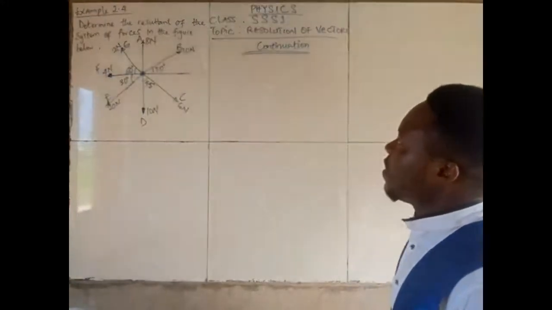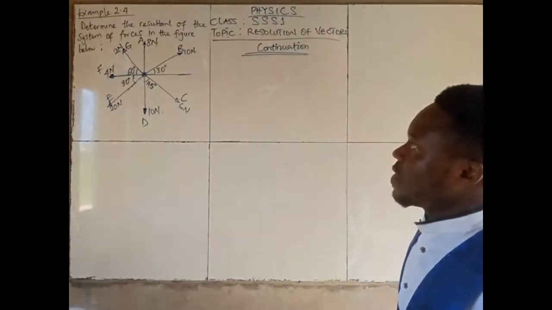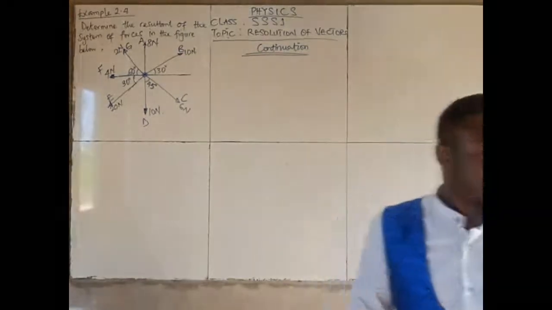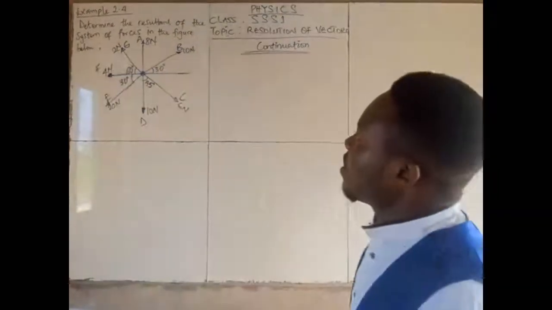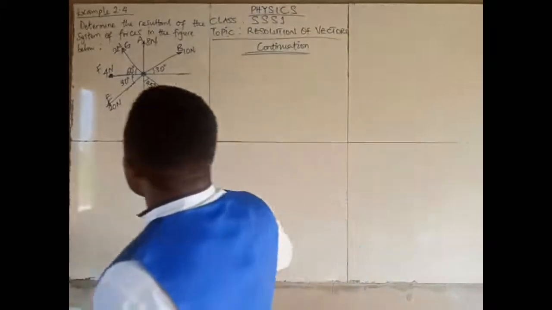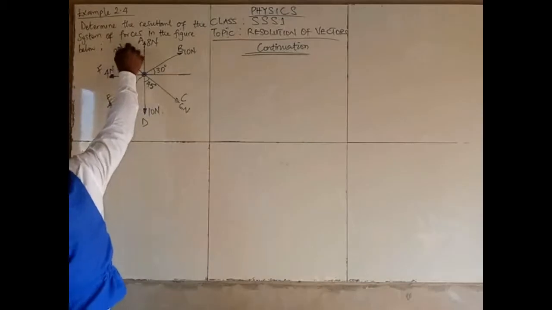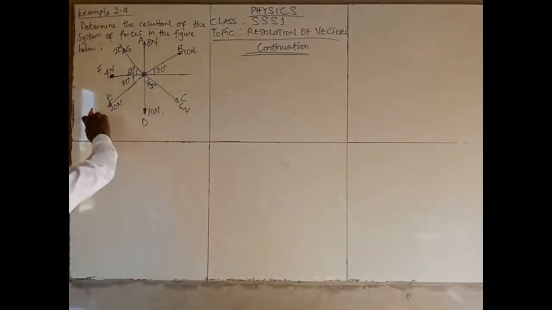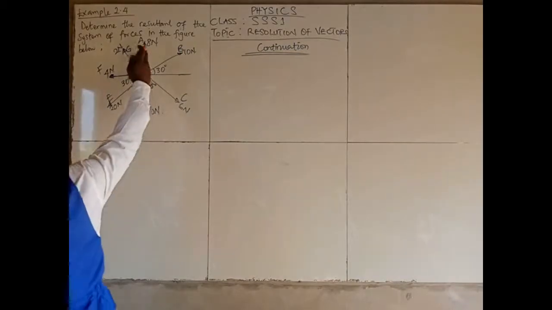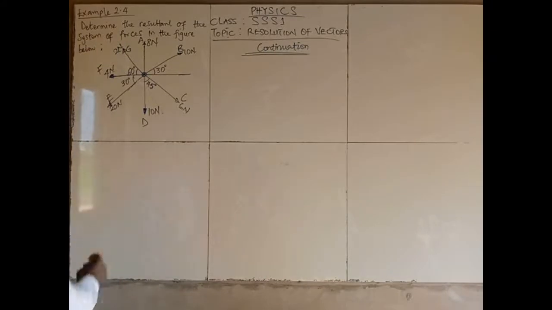Now we want to solve this question, example 2.4. Determine the resultant of the system of forces in the figure below. I label each of the forces alphabetically: A, B, C, D, E, F. A might be Abe, Biodun, Caroline, Dotun, Ebenezer, and Femi.